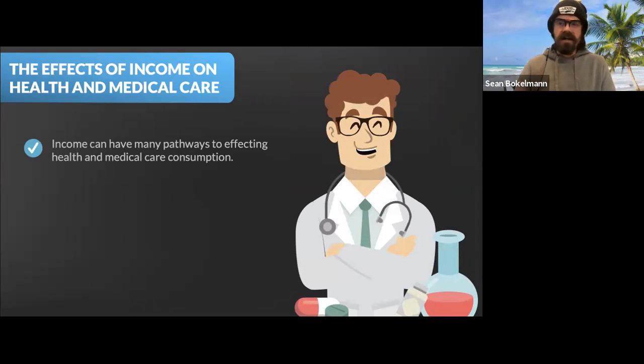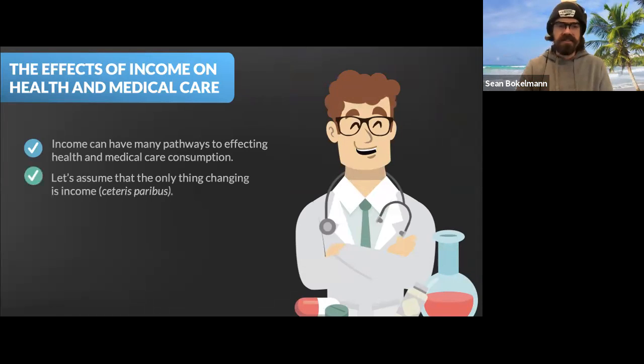But it's important to keep in mind that there are potentially many pathways to affecting health and medical care consumption, right? So what we're doing there is that we're assuming that the only thing changing is income, and that nothing else related to income might be changing. We're holding those other things constant. And so we can think a little bit further about what would happen as, say, income increases, assuming everything else stays the same. And when we do that, we get something that looks like figure 4.3, which is going to illustrate something called expansion paths.